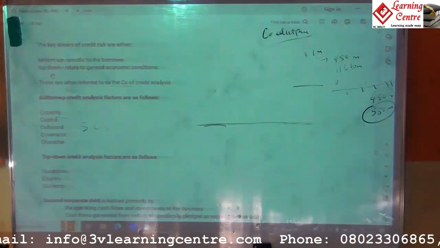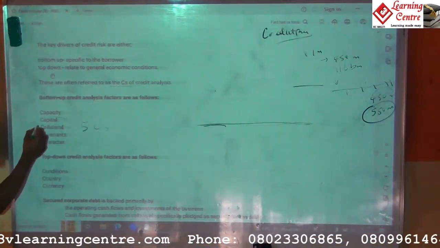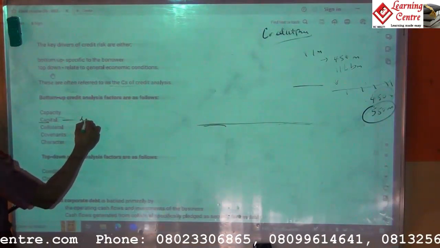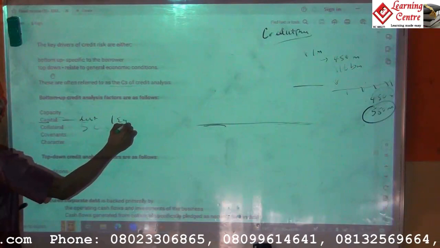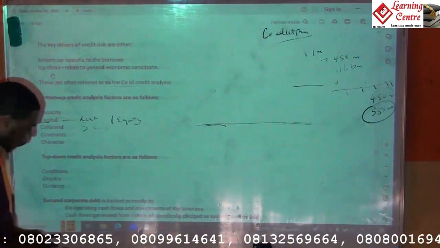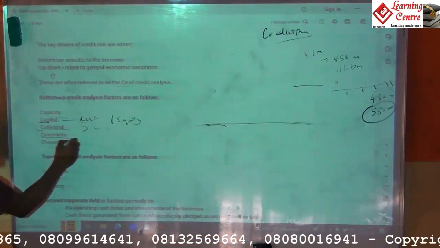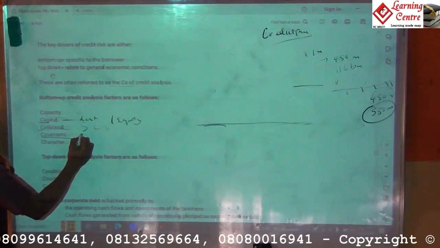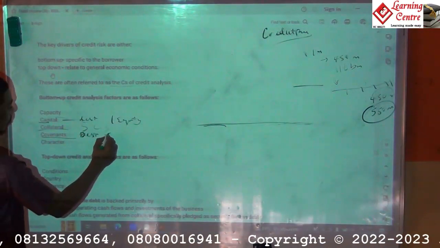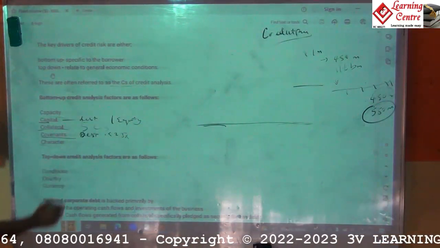Capacity. Capital. Capital is how much debt and how much equity the business getting the money has. Collateral. Covenant: your debt coverage ratio will not go below 2.5%. All of that. And character.